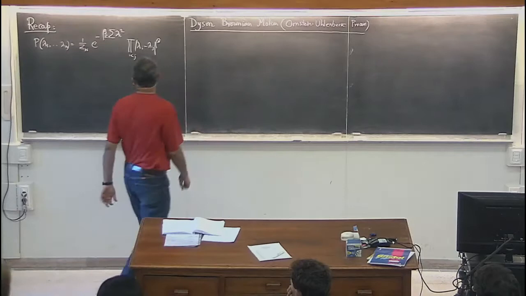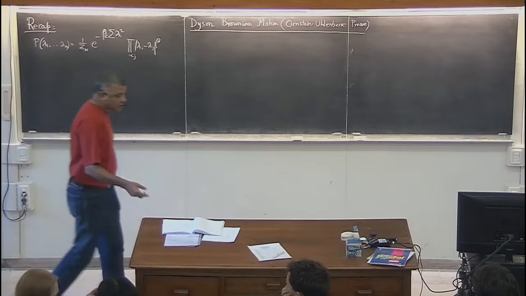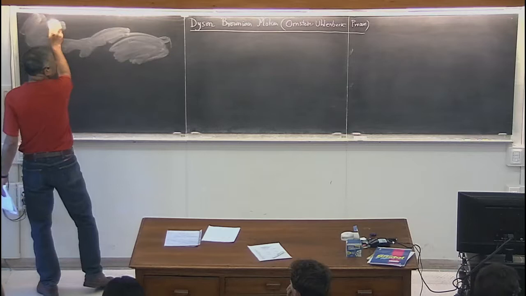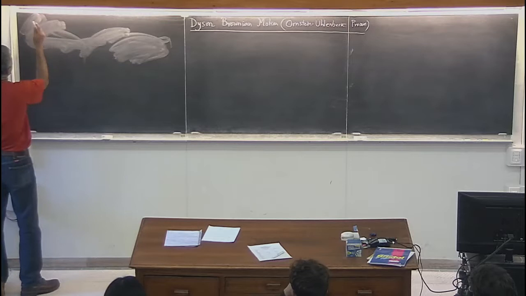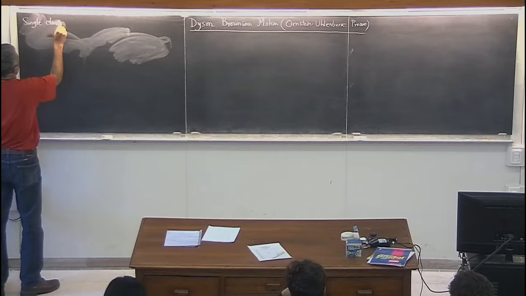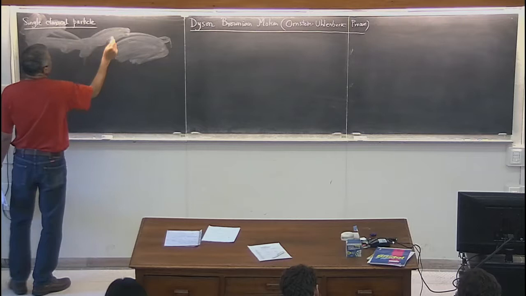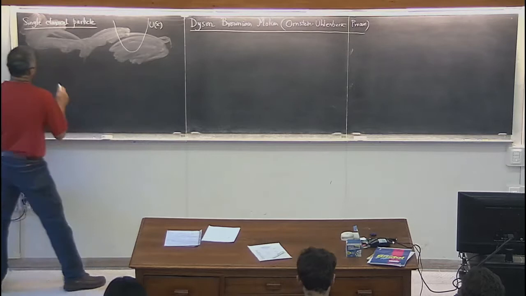Okay, but before we start with the Dyson-Brownian motion, maybe it's good to remind you, all of you know this is a trivial thing, just so that we know what we are talking about. So first let's have a single classical particle. For the moment, let's forget about random matrices. Just think of a single classical particle moving in a confining potential, let's call it U of x, in just one dimension.